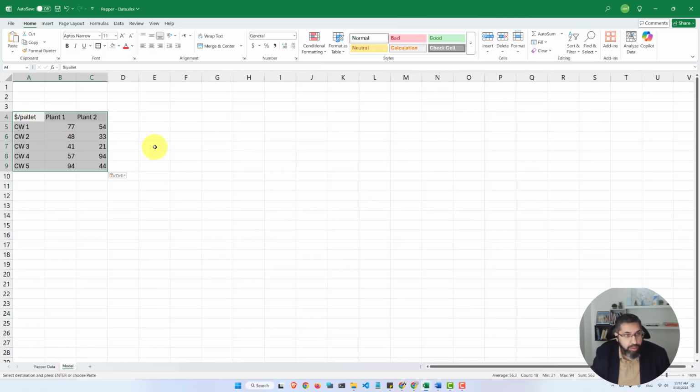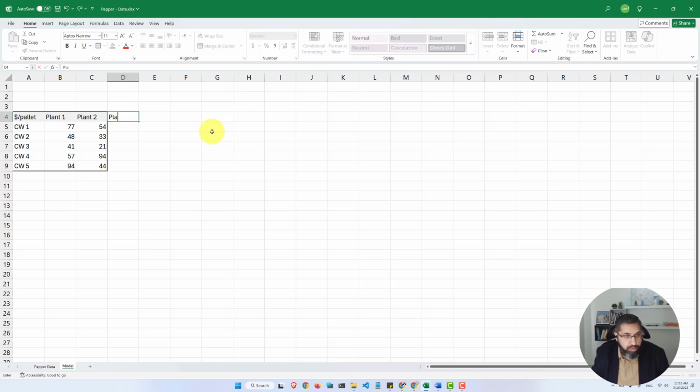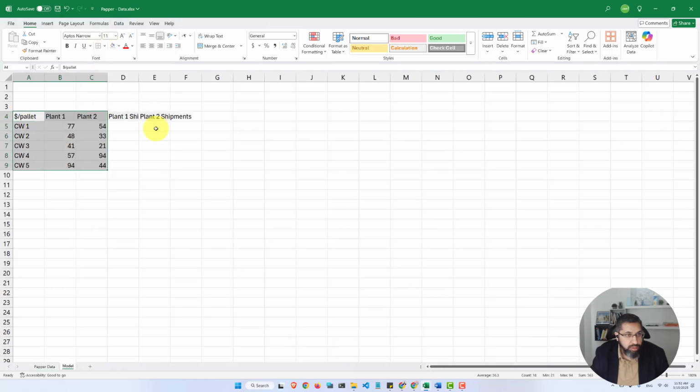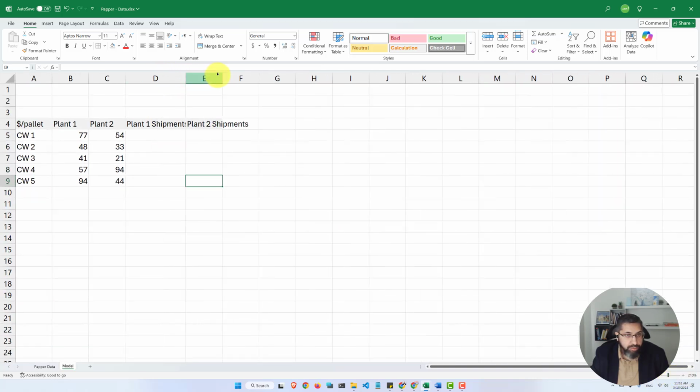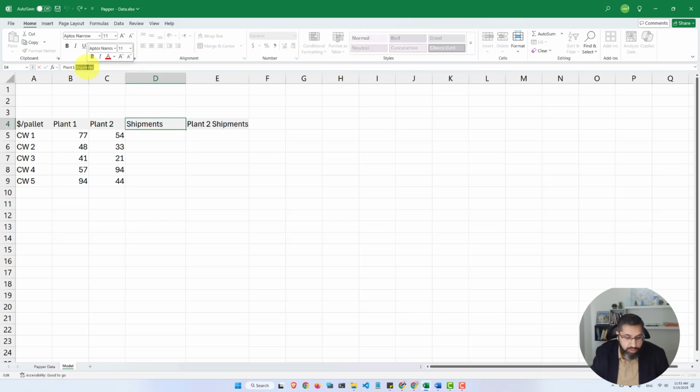Okay, so here I need some decision variables in terms of what product is shipped from what plant. Okay, so this would be plant 1 shipments and plant 2 shipments. Okay, just gonna format this to get the box away. Let's zoom in. Okay, let me actually do shipments, SHPM.